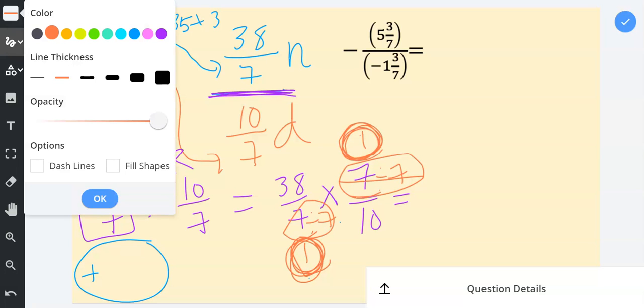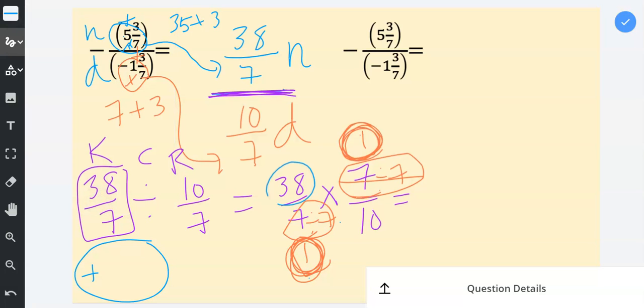I can also reduce diagonally this direction, because 38 and 10 are both even numbers and can be divided by 2. Half of 10 is 5. And then when you think about half of 38, I think of half of 30 is 15, half of 8 is 4, so half of 38 is 19.